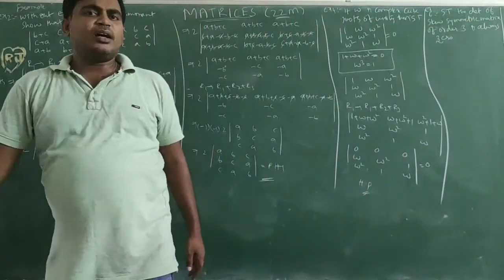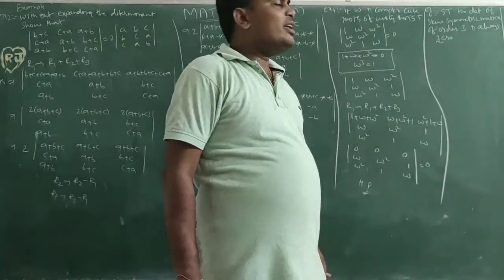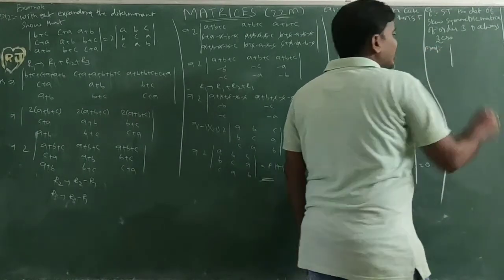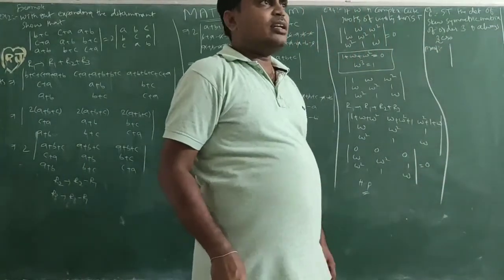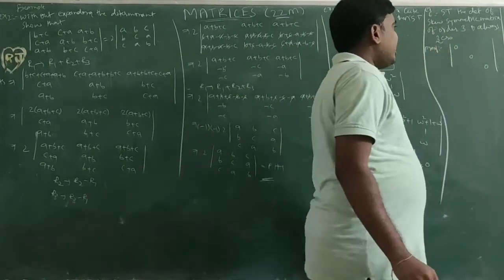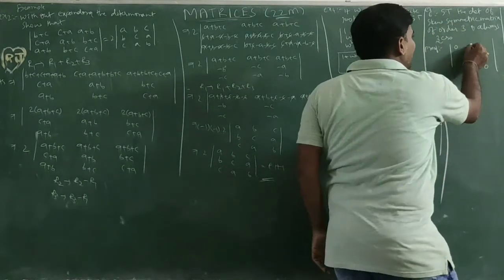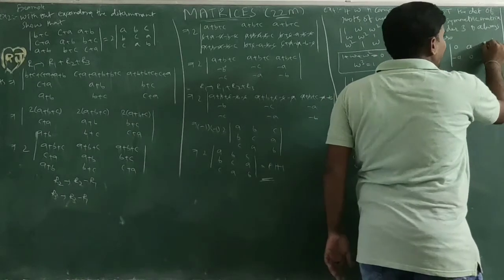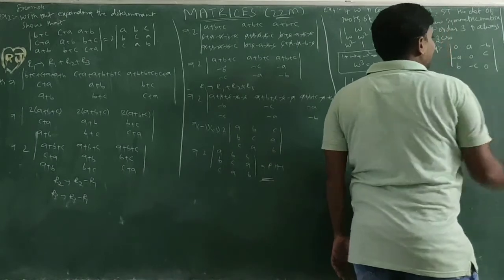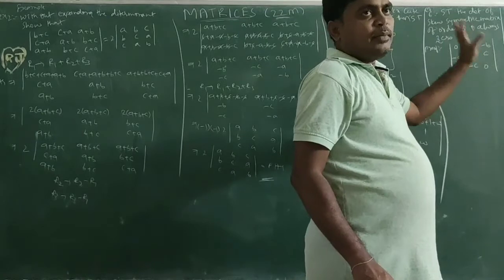We need to show that the determinant of a skew symmetric matrix is equal to 0. So I am taking an example of a skew symmetric matrix, any skew symmetric matrix. In a skew symmetric matrix, all the diagonal elements are equal to 0. This is 0, this is 0, this is equal to 0. Next, the corresponding positions are additive inverses. If this is A, the corresponding position is minus A. If this is B, this is minus B. If this is C, this is minus C. Now we need to prove this determinant is equal to 0.